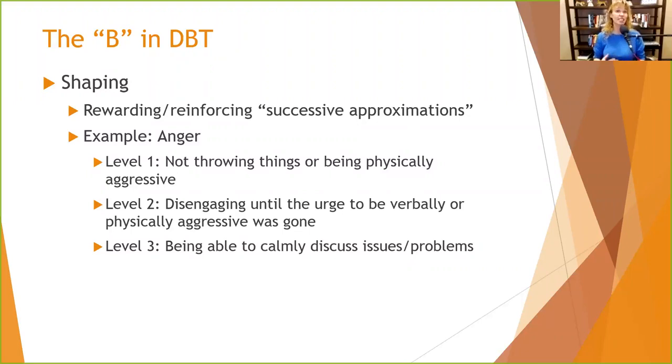So the next step is figuring out how to unhook from that emotional reaction until the person can get in their wise mind. And then level 3 is being able to calmly discuss the issues or problems without getting overly upset. But each time the person achieves a level of being able to deal with their anger, we want to reward that and then challenge them to start taking the next step.